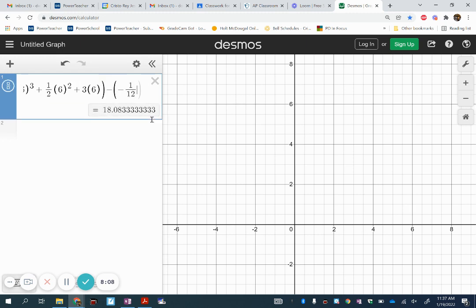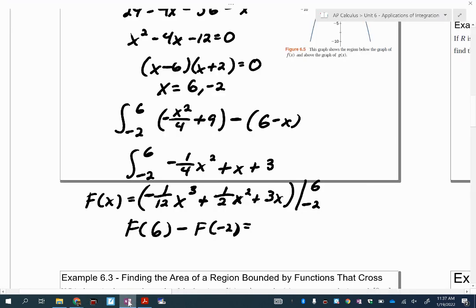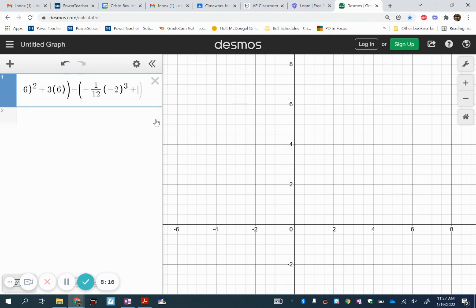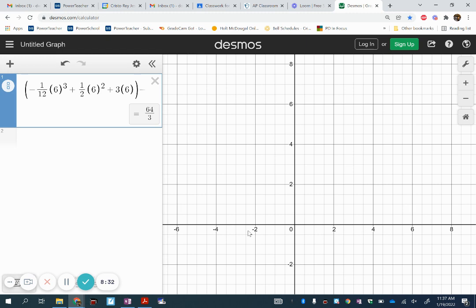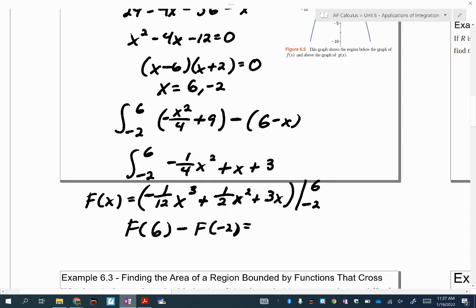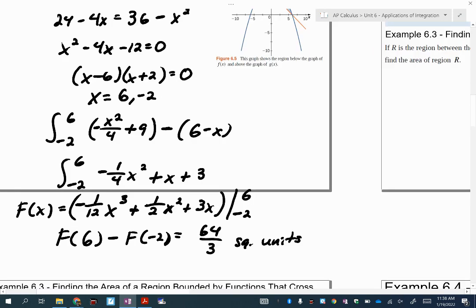So negative 1/12 times negative 2 cubed plus 1/2 times negative 2 squared, and then plus 3 times negative 2. Right? So the answer is 21.3 repeating, or 64 thirds. Your choice, 21.3 repeating or 64 thirds. They're both the same. And that's going to be square units. Okay, let's go to another one.